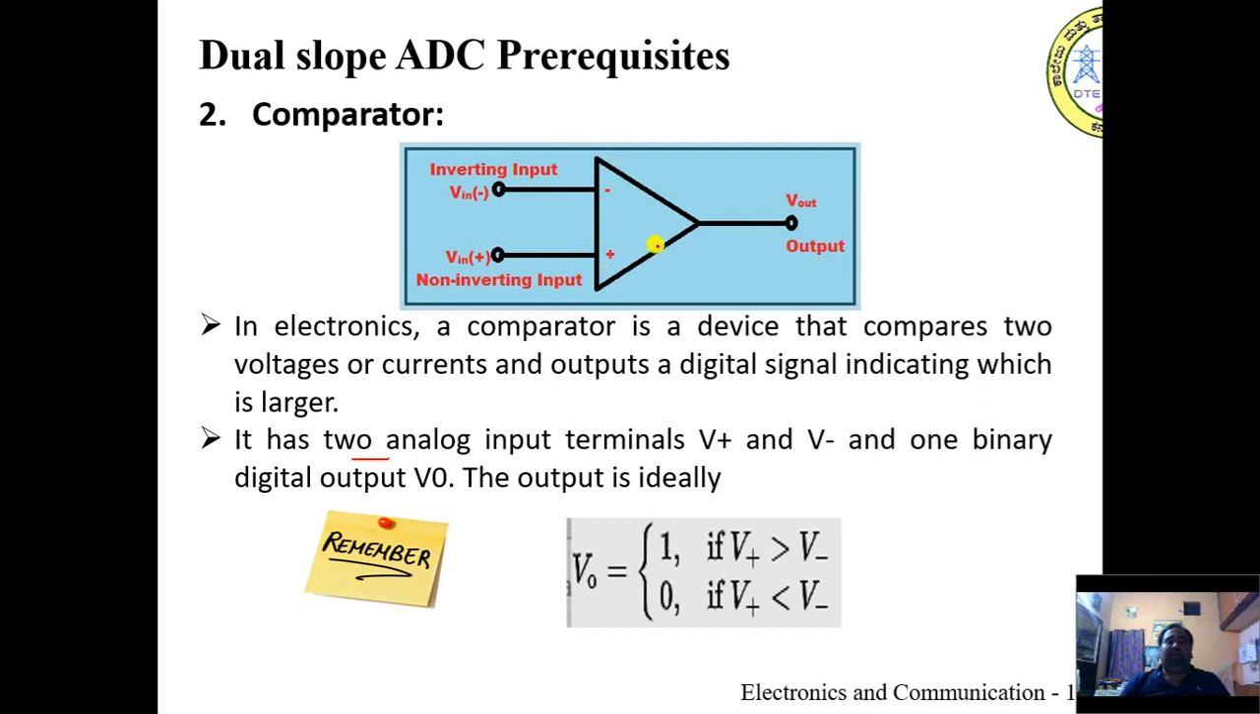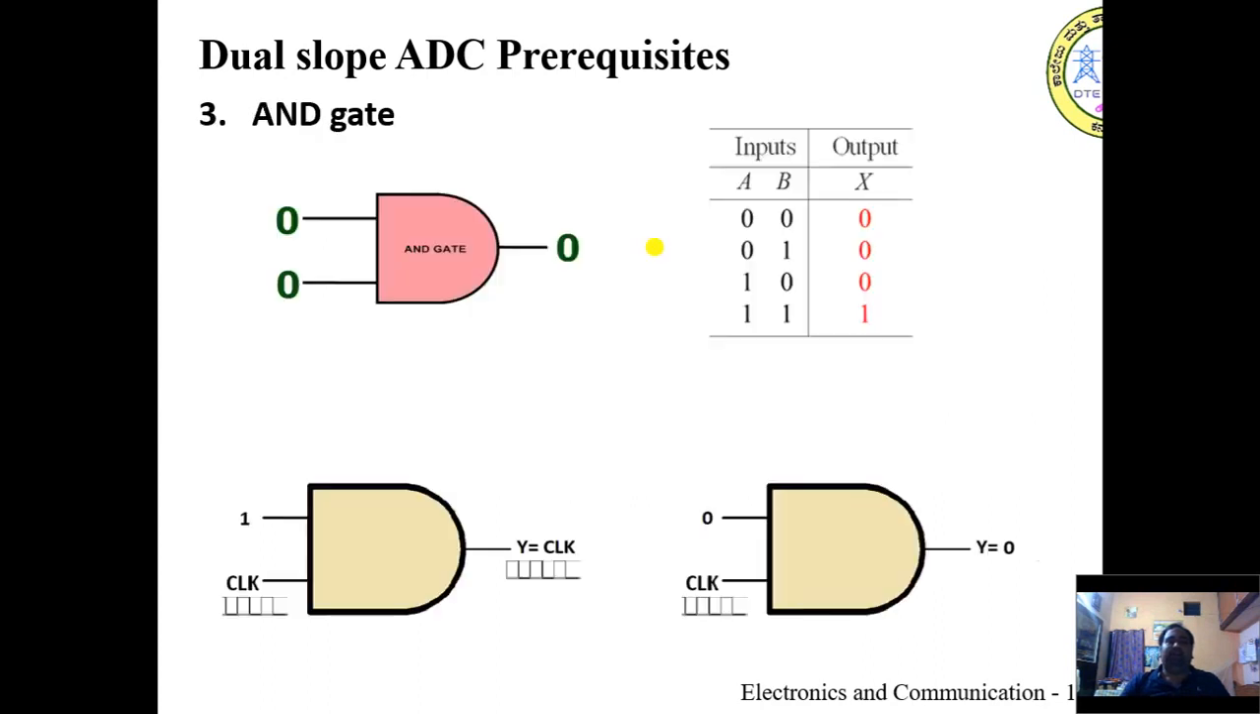The output of this comparator is further fed as input to an AND gate. That is the third important component in the dual slope ADC.